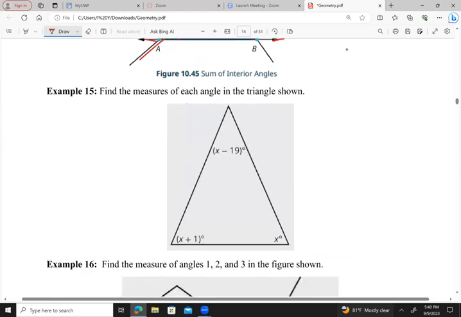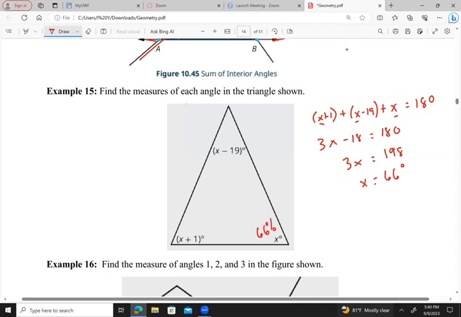So let's find the measures of each angle in the triangle shown. We have x plus 1 degrees plus x minus 19 degrees plus x degrees, and it's going to equal 180. So I have 3 times x, plus 1 minus 19, minus 18, equals 180. I get 3x equals 198. X equals 66 degrees. So this is 66 degrees. This would be 67 degrees. And this would be 66 minus 19, which is 57 degrees.